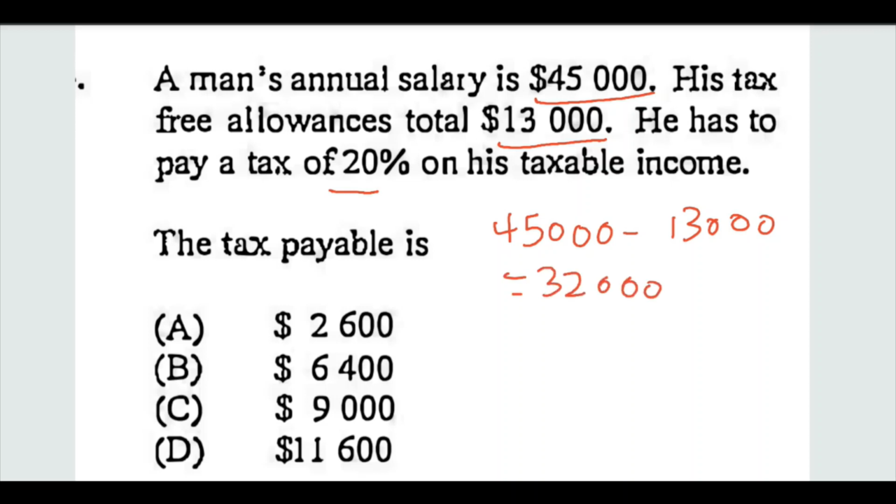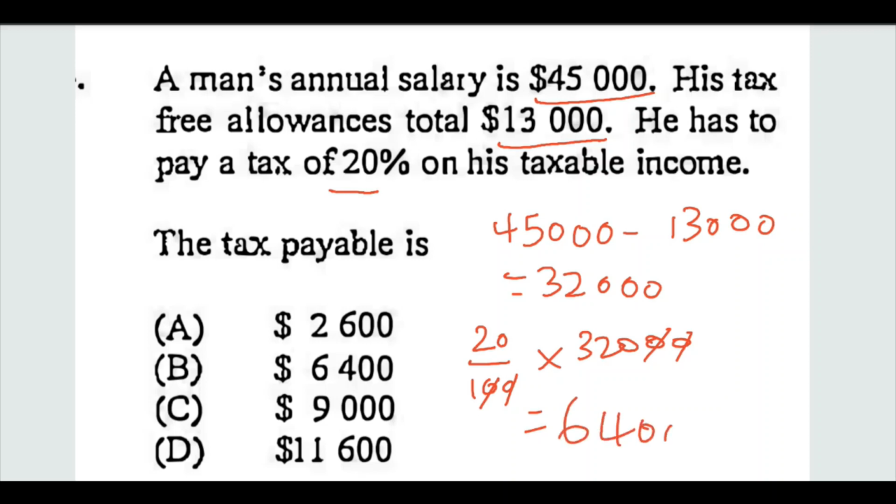32,000. So we have to find 20% of this, and that 20% will be 20 over 100 times 32,000. And this 0 cancels that 0, this 0 cancels that 0. So it's 2 times 3, 20 times 3,20, and that will give you 6,400. And the answer there is B.